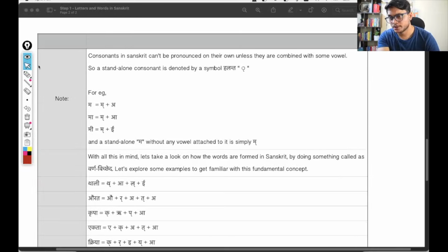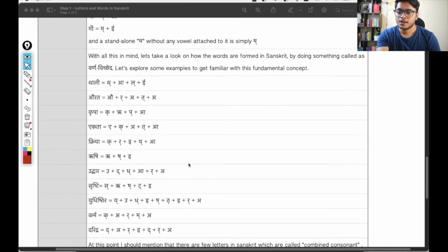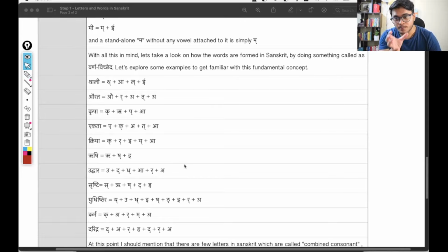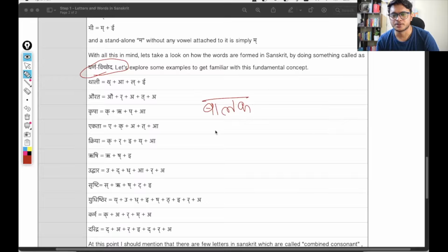Okay, with all this information, the section I really wanted to come to with all this discussion is this varnvichhed. What does varnvichhed mean? Vichhed basically means separation or breaking down. So varnvichhed simply means you are breaking down something into the individual letters, into the individual akshar. Suppose you take a simple word, balak. Balak is a good word to show all the examples.